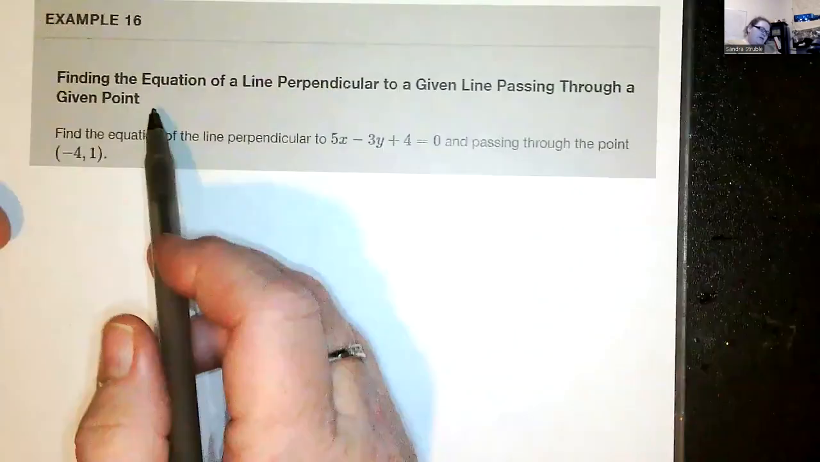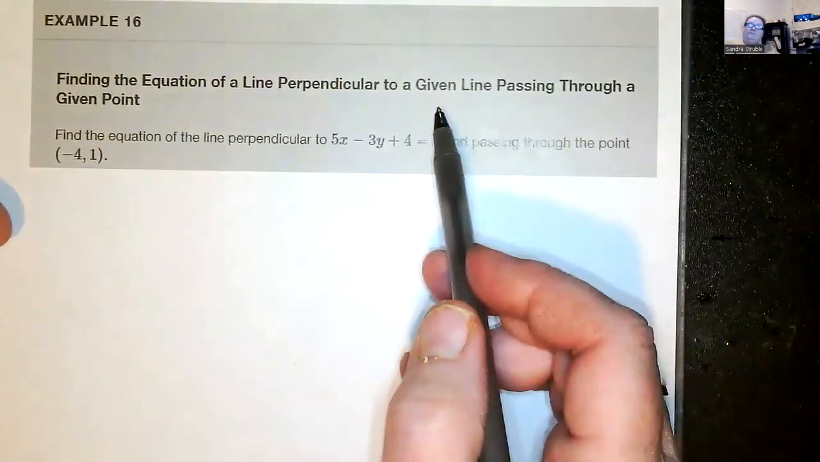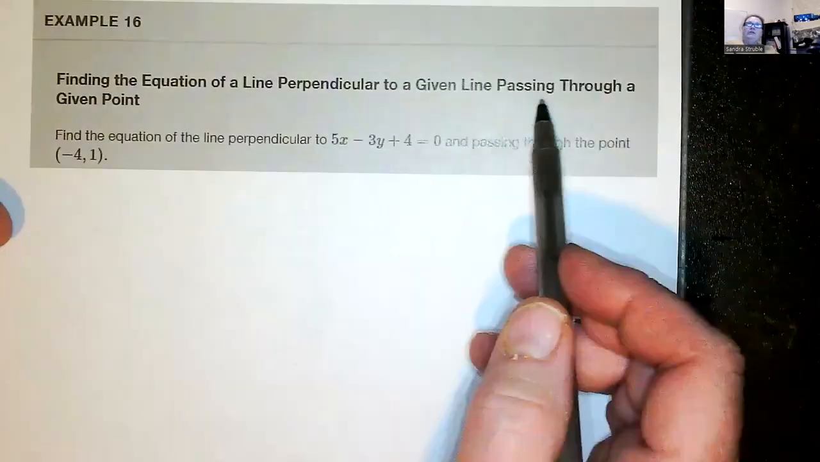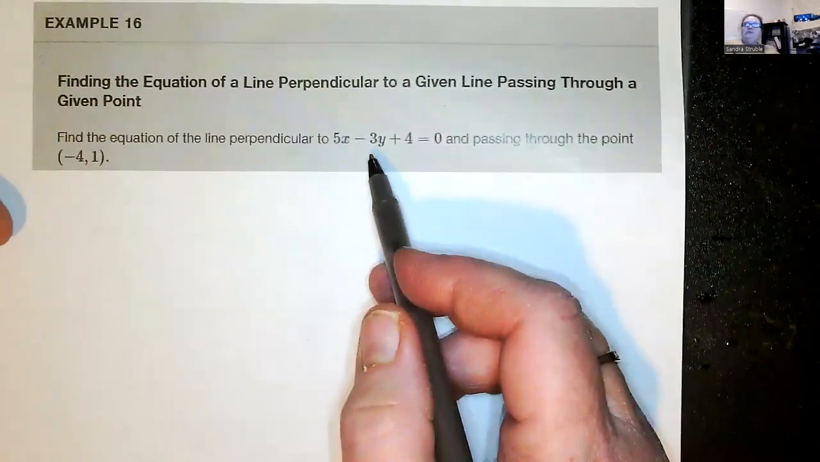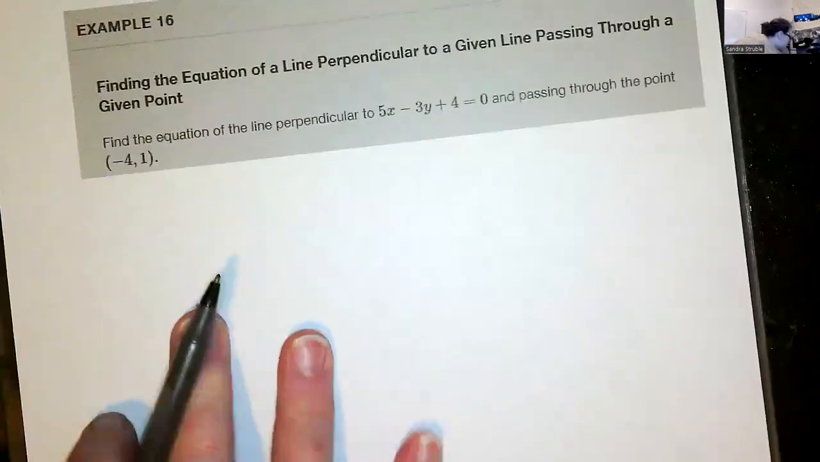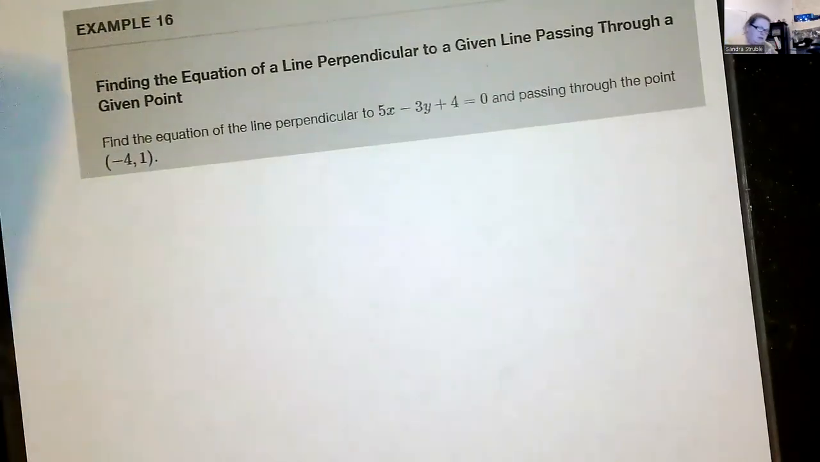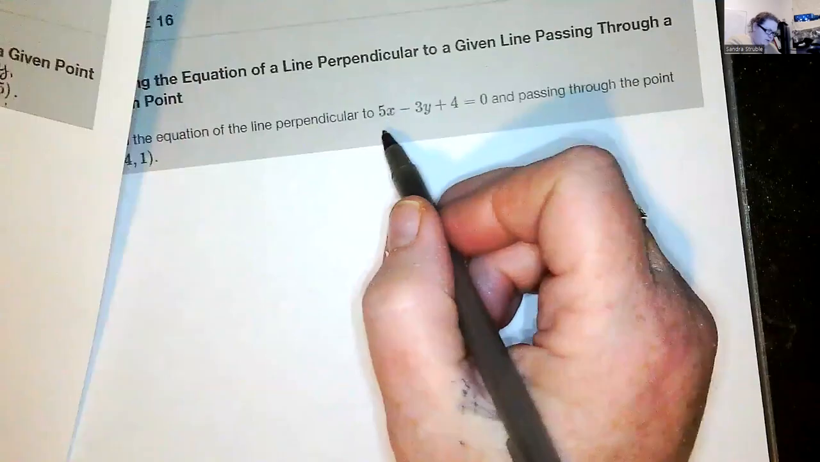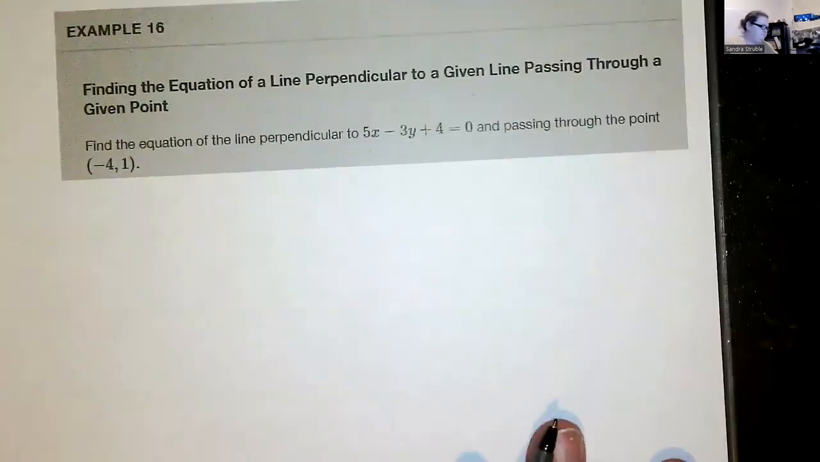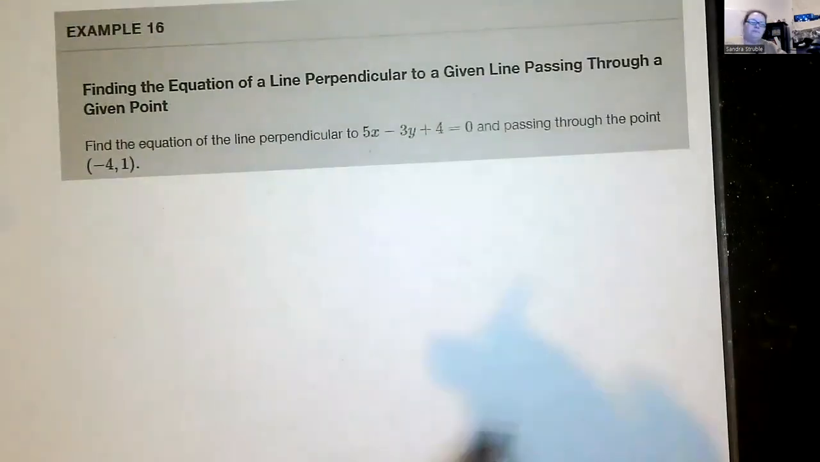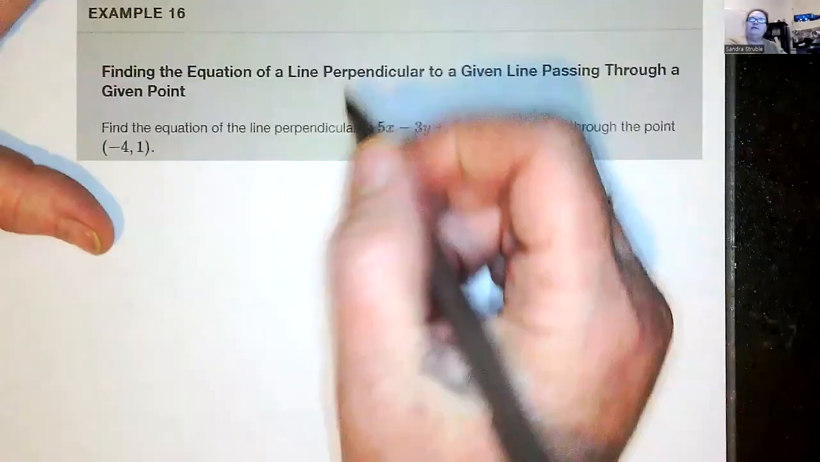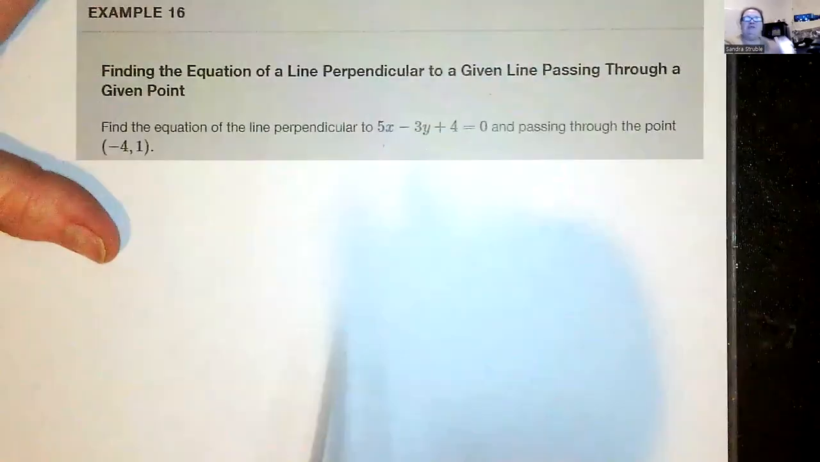All right, finding the equation of a line perpendicular to a given line passing through a given point. We're going to do the same thing, but wait a minute. I don't want to stop for that again, because it looks to be the same, but of course it's not. Hate you, OpenStax. I'm just joking.